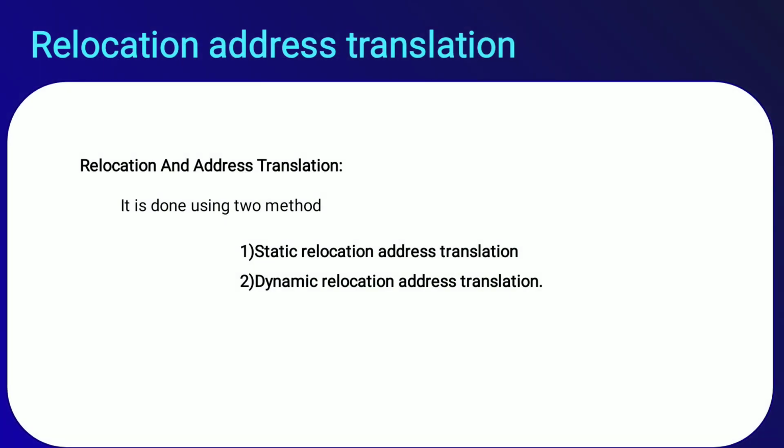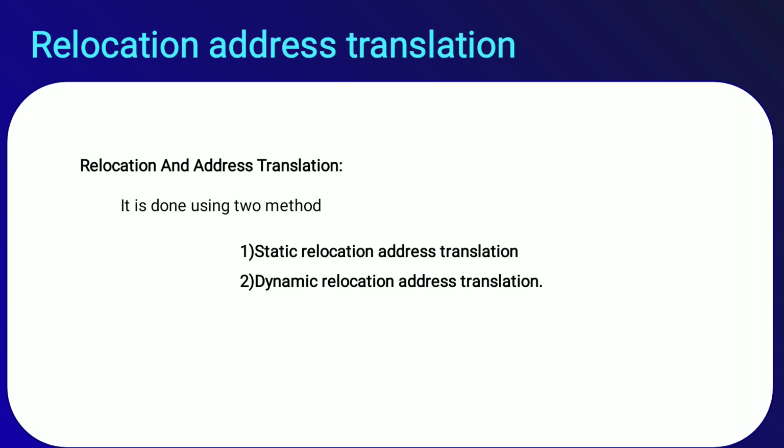Next one is relocation and address translation. Relocation and address translation can be carried out by two methods: static relocation and dynamic relocation address translation. In static relocation address translation, the relocating linker or loader changes the logical address to the physical address, that is, it can load the program into the starting address of the partition.